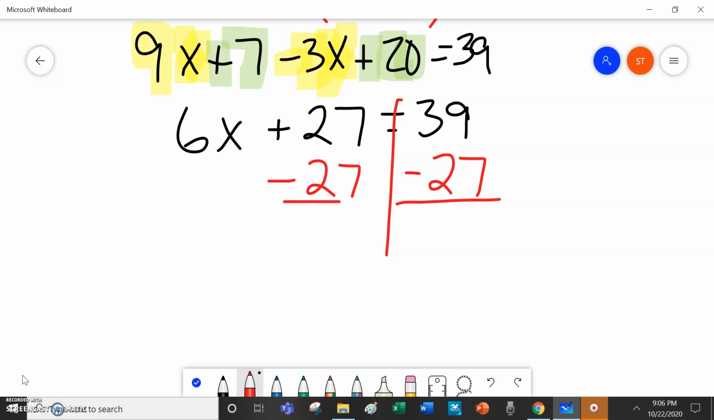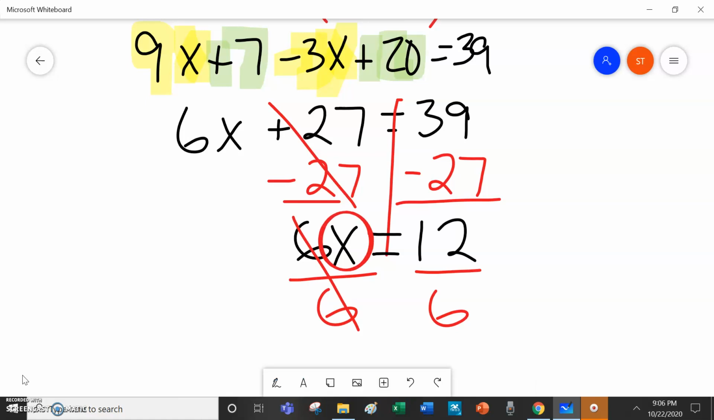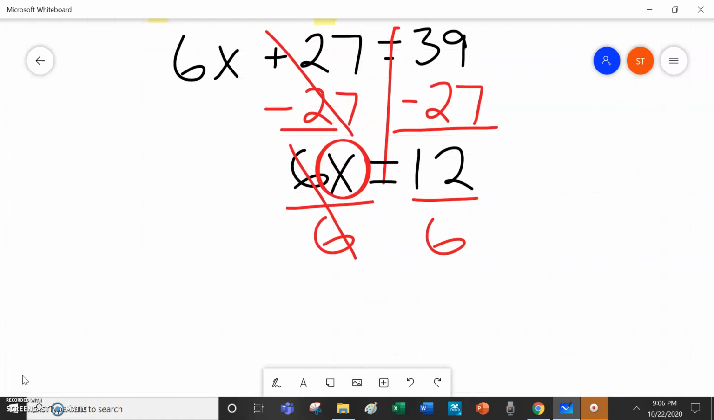I invert the operation. 27 minus 27 will cancel out. 39 minus 27 is 12. And I bring down my 6x. The last step here is to divide both sides of my equation by 6 to solve for x. And so I know that x equals 2. 12 divided by 6 is 2.